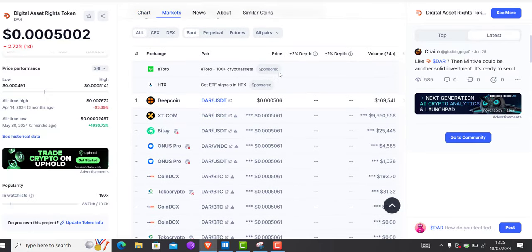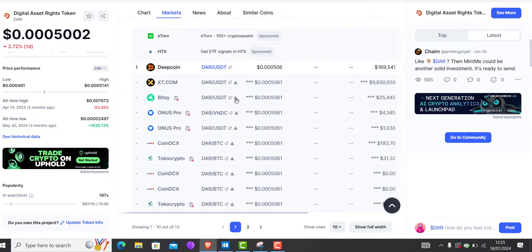So if you want to invest, guys, into this project, you can grab this on Deepcoin, on these exchanges which you can see right here. You can get it on the most famous exchanges, as usual for most crypto. So if you want to invest, you can get it on these platforms.